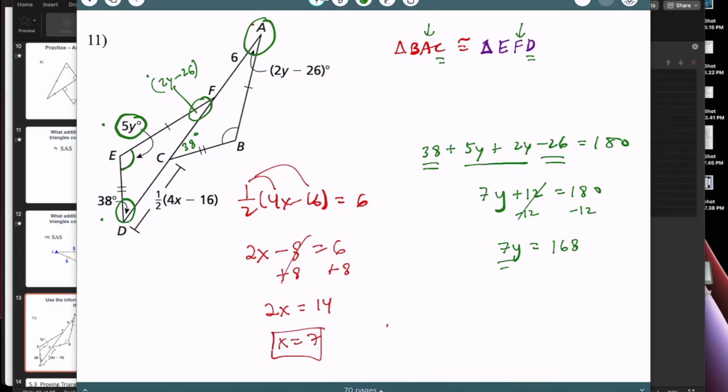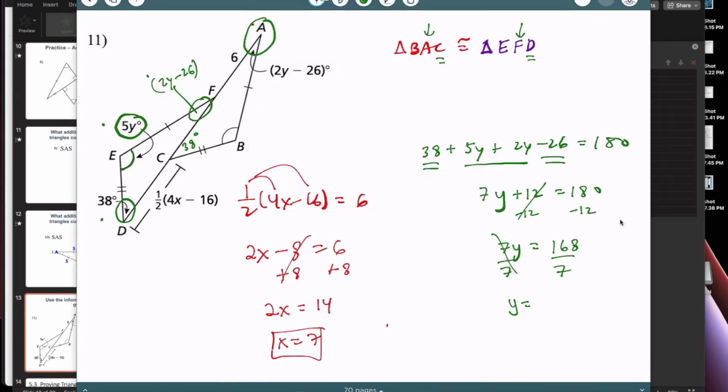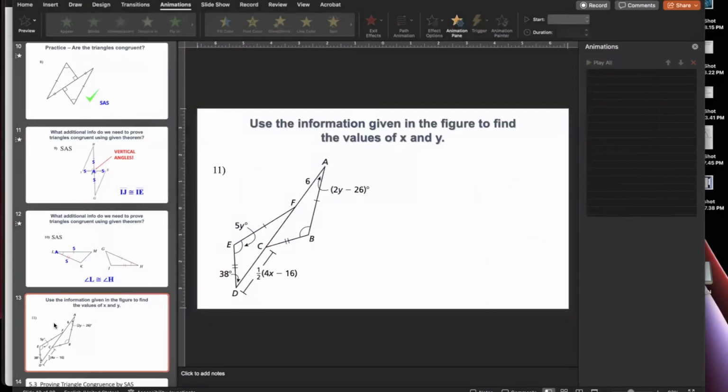Then I can divide both sides by 7, so y would be equal to 168 divided by 7. If I go to the calculator and type in 168 divided by 7, our answer would be 24. All right, so that one's a little bit of work, because if I just had this B labeled, I could just set 5y equal to whatever that is to set the corresponding parts, but you had to use all three angles to solve for y there. But that would be my answer for that one.